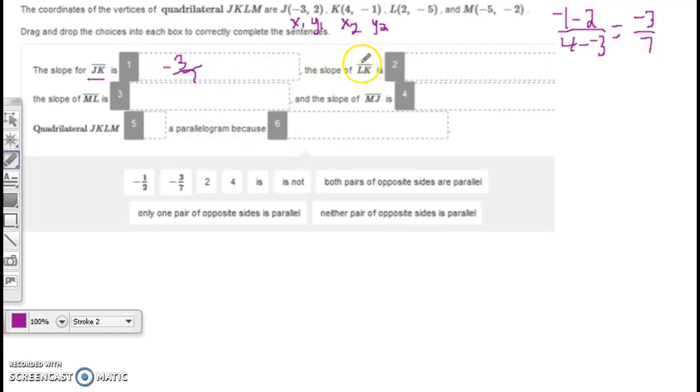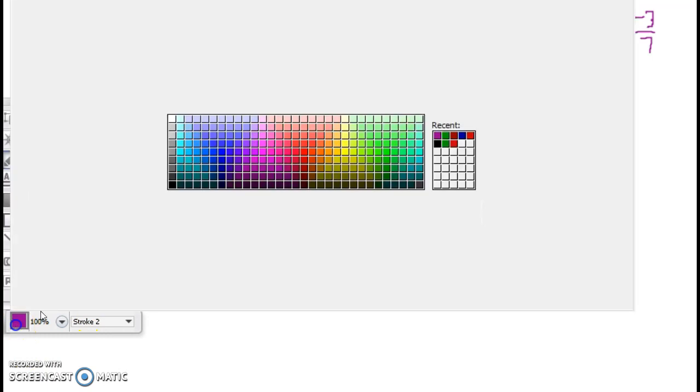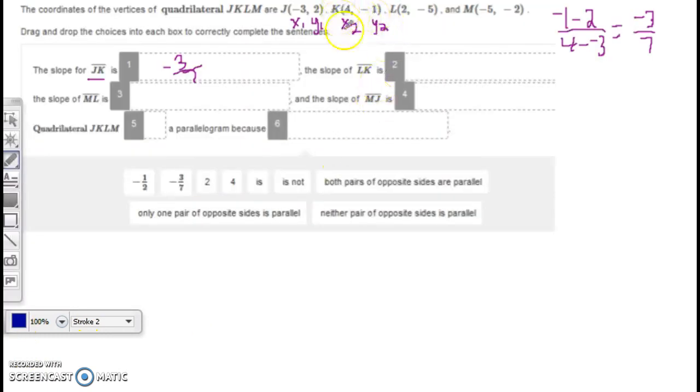And then it wants the slope of LK. So since K is already labeled as x2, I'm going to make this one x1 and y1. And then I'm going to come over here and do it. So y2 minus y1 over x2 minus x1. And again, it doesn't matter which one you let be x1 and y1. So don't get hung up on that. 4 over 2 reduces to 2. So this slope is 2.